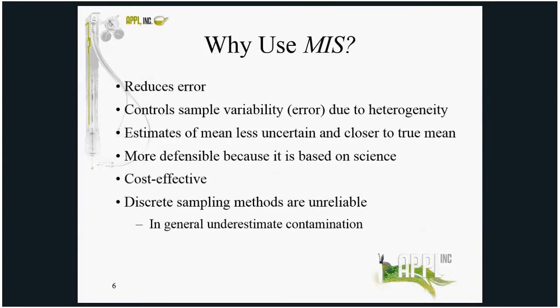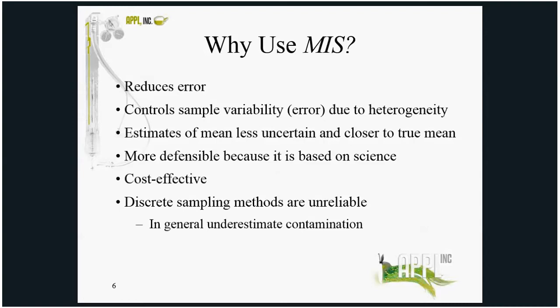The main reason to use MIS is to reduce error due to sample heterogeneity. This allows us to produce sample data where the mean is less uncertain and is closer to the true value. This is done by using science, what a concept, making the data more defensible. MIS saves cost in the lab by reducing the number of samples needed.